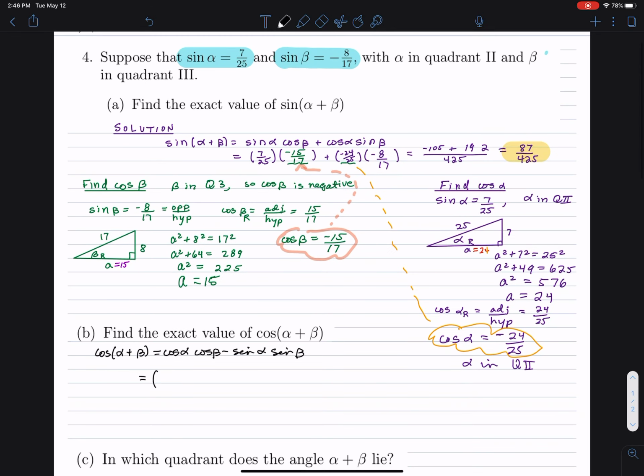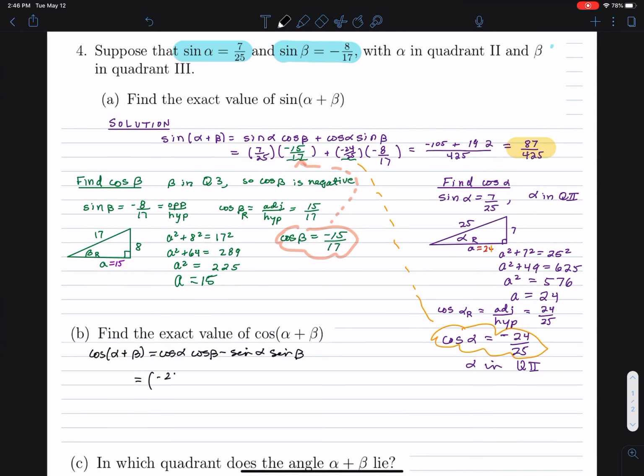We already have cosine alpha somewhere. Negative 24 over 25. Cosine beta is somewhere. That's negative 15 over 17. Minus. So you look up those formulas somewhere, in notes and so forth. Sine alpha is given, that's 7 over 25. And sine beta is given, that's negative 8 over 17. Okay, the denominator was already determined, 17 times 25 is 425.